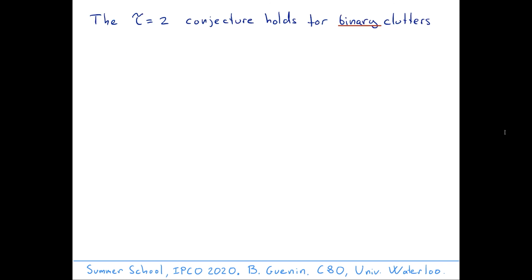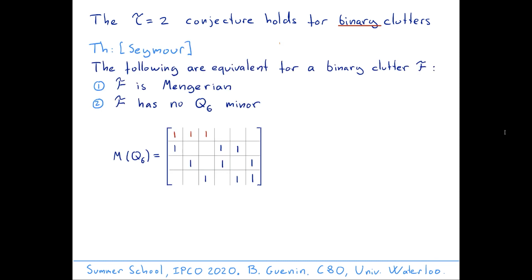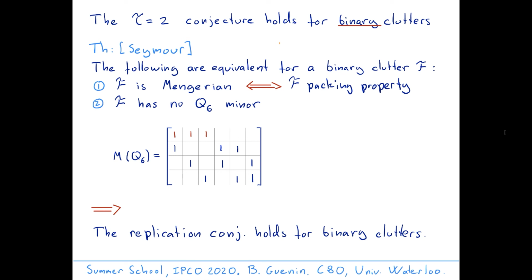So the last thing I'd like to point out is that the tau equal to 2 conjecture holds for binary clutters. In fact, you have the stronger result that says that a clutter is Mengerian if and only if it doesn't have Q6 as a minor. Note that this theorem immediately tells you that the Mengerian property and the packing property are the same, right? Because if you have the Mengerian property, you certainly have the packing property. And if you don't have the Mengerian property, then you must have a Q6 minor, but Q6 doesn't pack. So you also don't have the packing property. And finally, because the tau equal to 2 conjecture holds for binary clutters, the replication conjecture also holds for binary clutters.